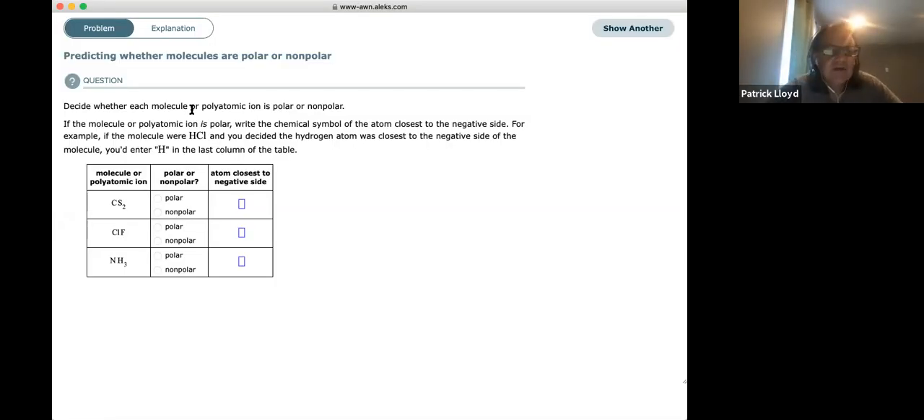Okay, decide whether each molecule or polyatomic ion is polar or nonpolar. If it is polar, write the chemical symbol of the element closest to the negative side. For example, if the molecule were HCl and you decided that the hydrogen atom was closest to the negative side, you'd enter H, okay? So the first one is CS2.